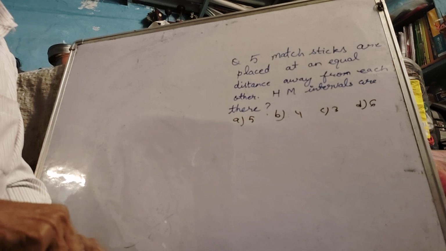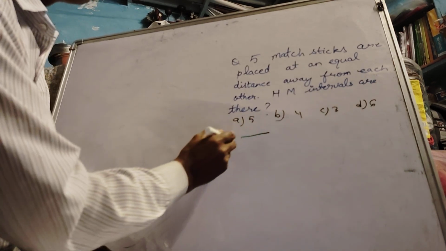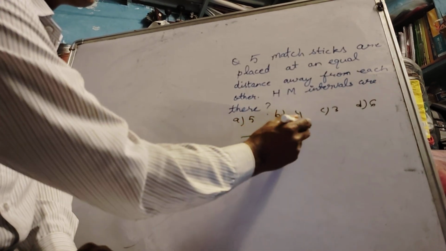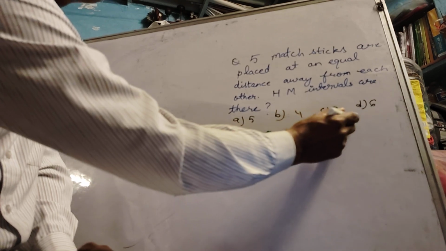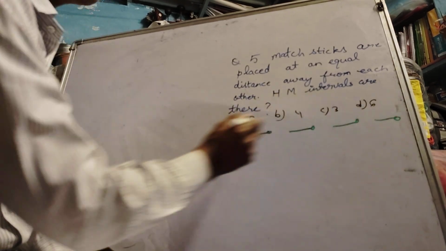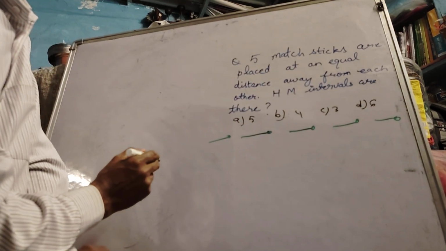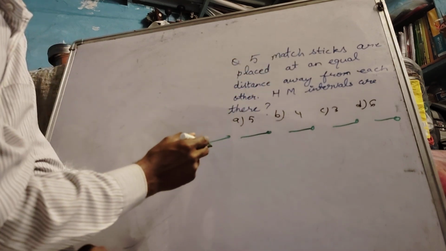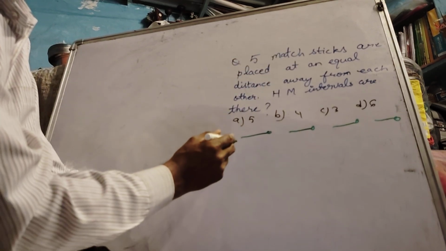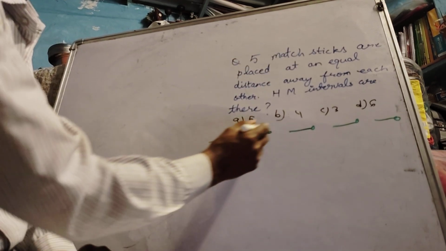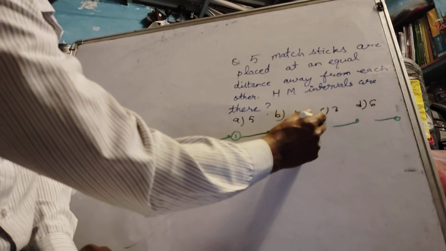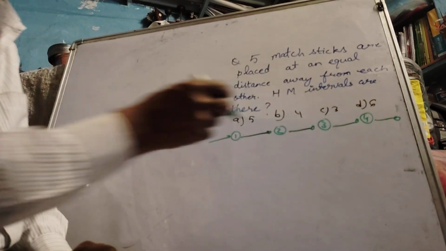This time I think you are correct. 5 matchsticks: this is the first matchstick, second, third, fourth, and fifth matchstick. So 5 matchsticks are placed at equal distances away from each other. How many intervals? First interval is here, second is here, third is here, fourth is here. So 4 is correct.